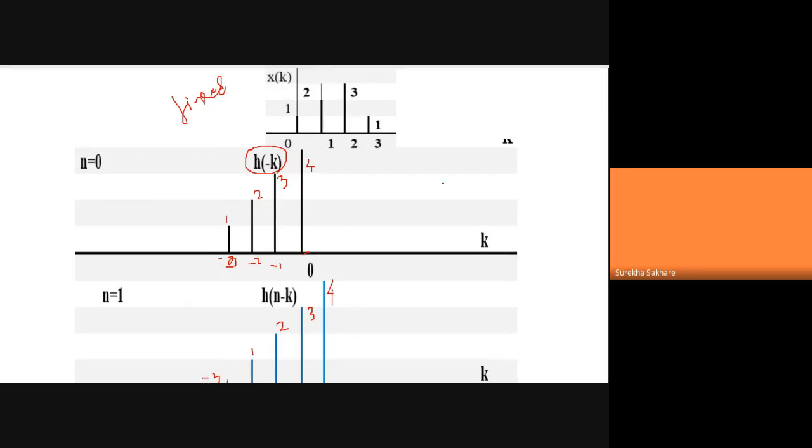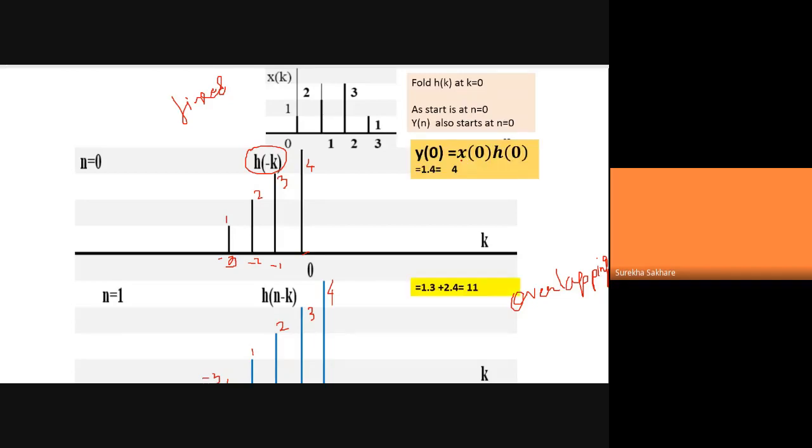Now check the overlapping. What is the overlapping? This is how we calculate the graphical convolution. Just check the overlapping. What are the overlappings? I see there is a signal at 0 in x of k as well as in h of n. I see a signal at 1 also here. So what do I do?